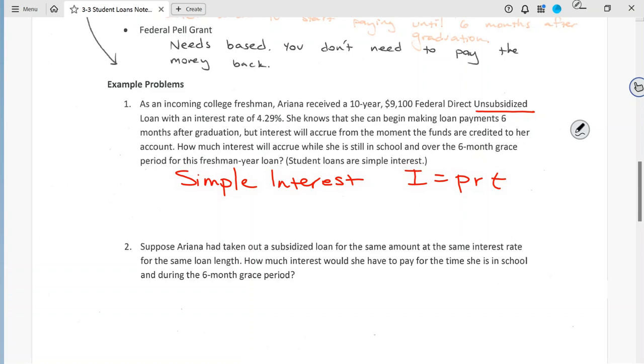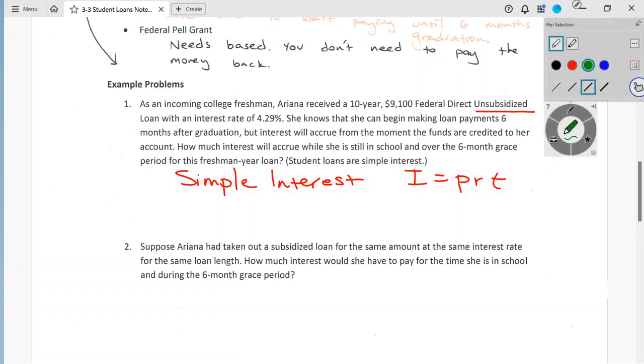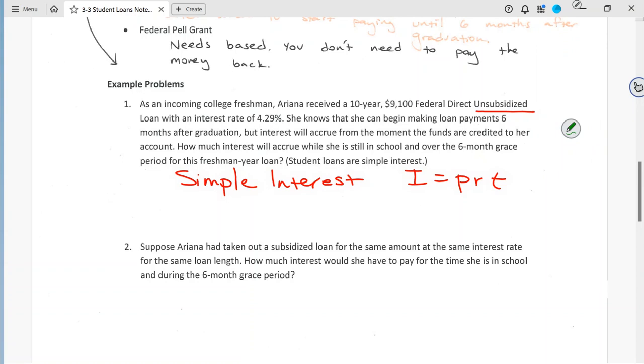Okay? So the question that's being asked is how much interest will accrue? So how much interest will there be? That's I. Okay? I want to solve for I. The principal is how much she borrowed, which is $9,100. And the rate is this as a decimal. So as a decimal, you go this way twice, and it's 0.0429. Okay?